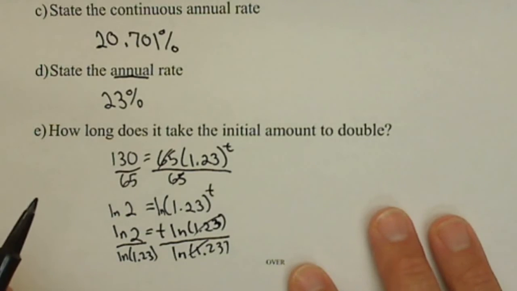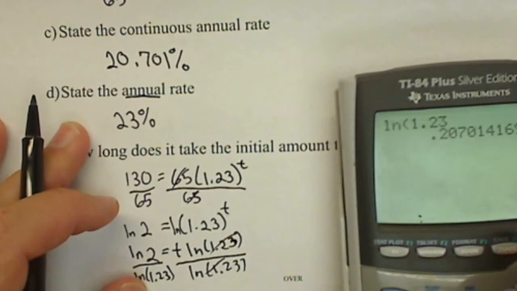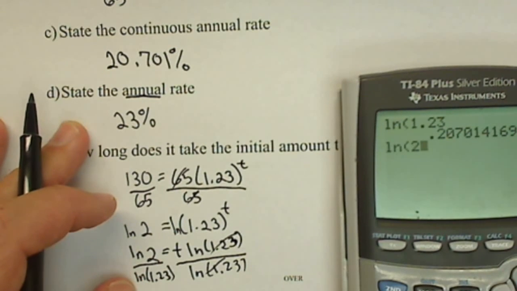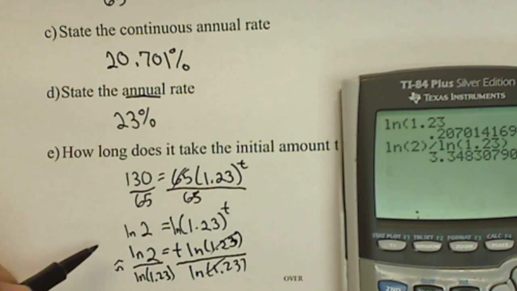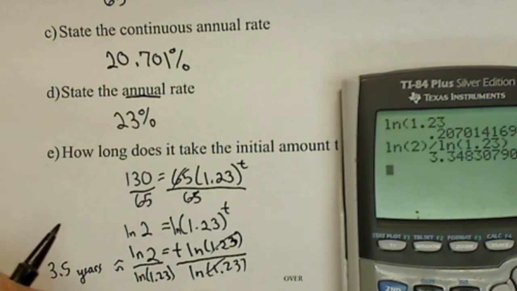But we'd like to have the number in years, so let's go ahead and calculate it. So ln of 2 divided by ln of 1.23. And there's about how many years? So about 3.5 years, or 3 years and 6 months.